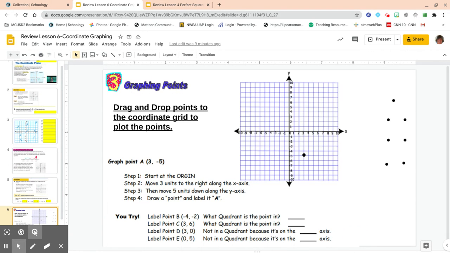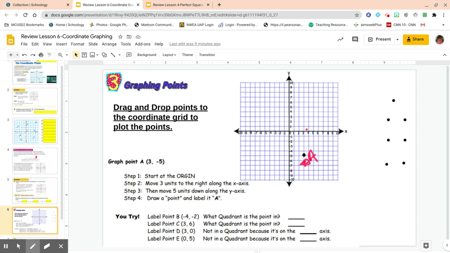All right, so let's go to the next slide here. In this one, you are going to drag and drop points. Step 1 says start at the origin, move 3 units along the x-axis, and you see that they did, and then you are going to move 5 units down, and they plotted a point right there. And you're going to label it A. So we will label that A. It says label point B, -4, -2, and what quadrant is the point in?